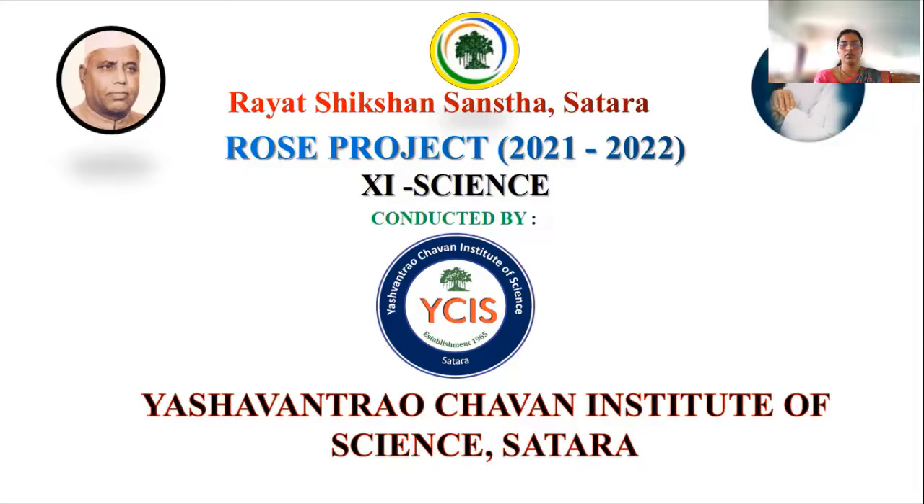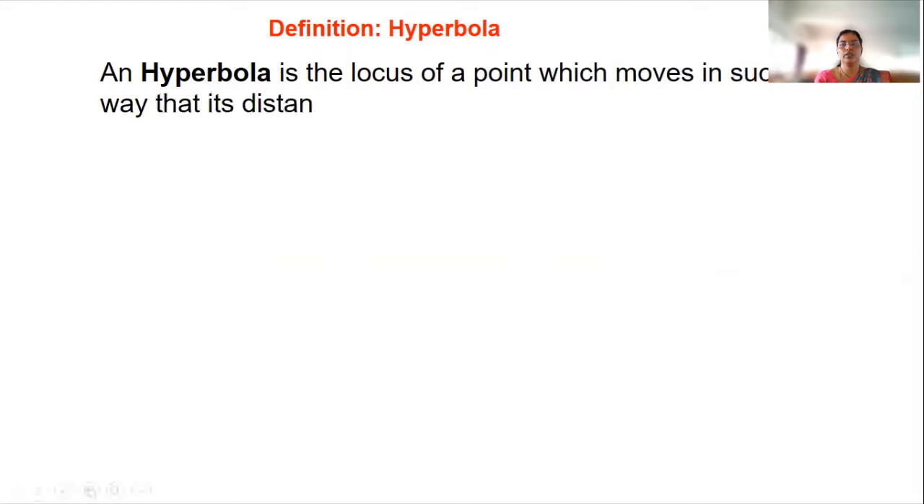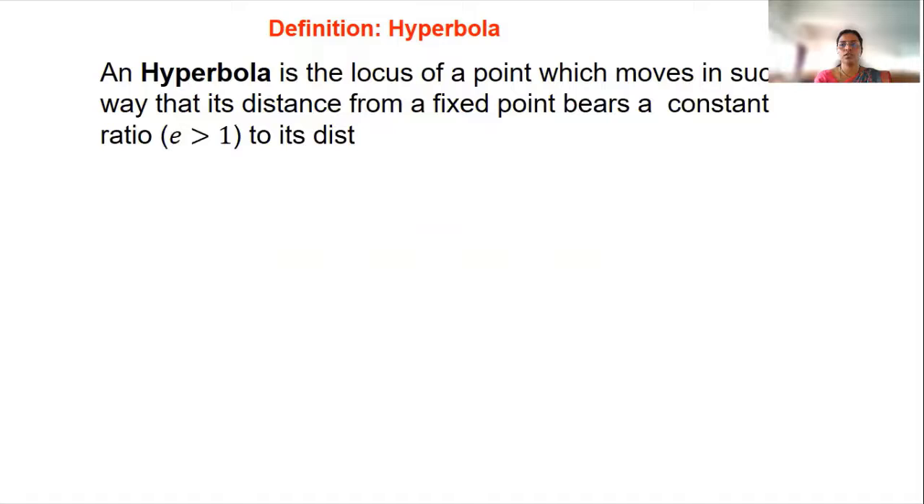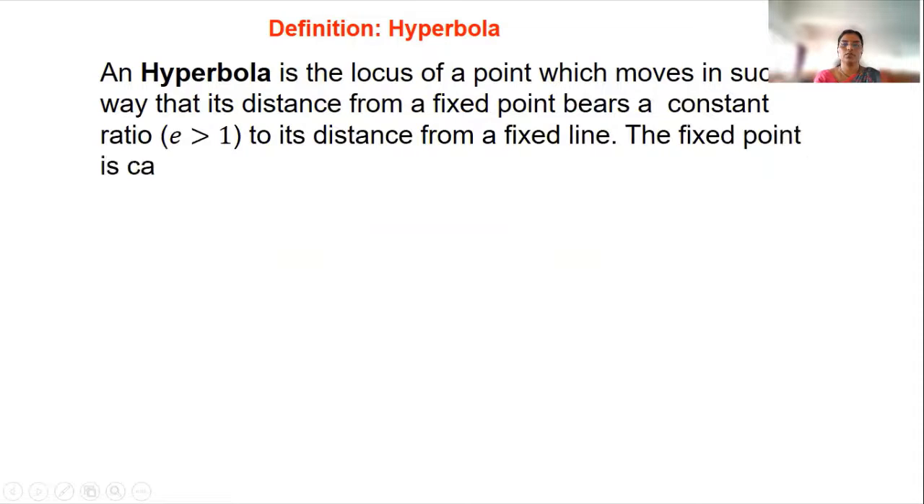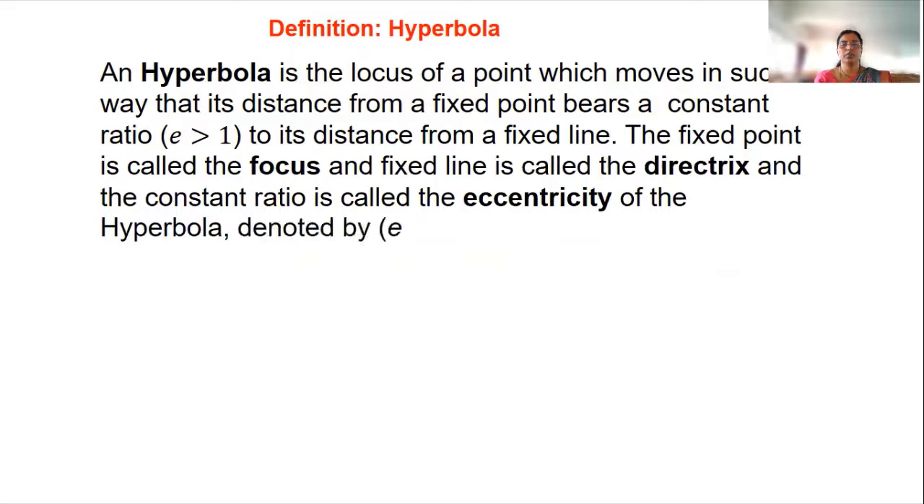Now, what is a hyperbola? What is the nature of the hyperbola? This is the nature of the hyperbola. The definition of a hyperbola is: a hyperbola is the locus of a point which moves in such a way that its distance from a fixed point bears a constant ratio to its distance from a fixed line. The fixed point is called the focus and the fixed line is called the directrix. And the constant ratio is called the eccentricity of the hyperbola, and it is denoted by e.